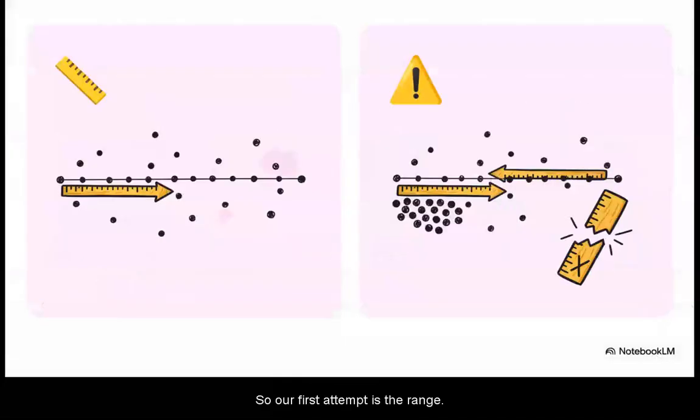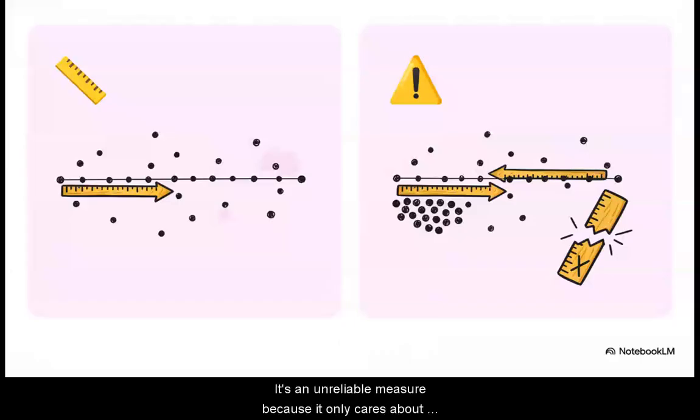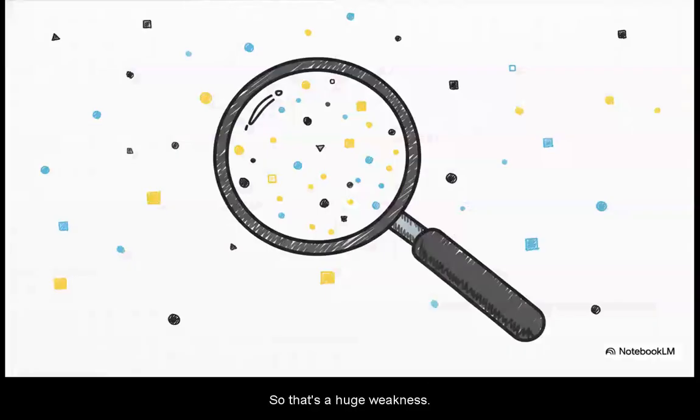So our first attempt is the range, and it's super simple, right? You just take the highest score you've got, subtract the lowest score, and bam, that's your range. The problem? It's pretty crude. It's an unreliable measure because it only cares about 2 extreme values and completely ignores everything else that's happening in the middle. Right, so that's a huge weakness. We need a better way, a more robust method. We need a measure that takes every single score into account to give us the real picture of the spread.